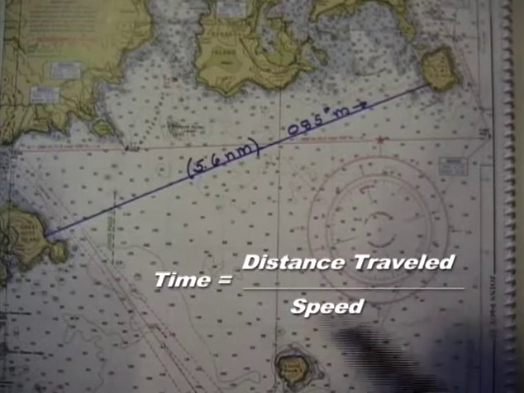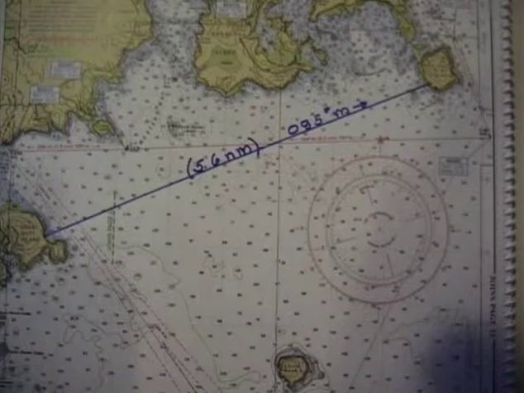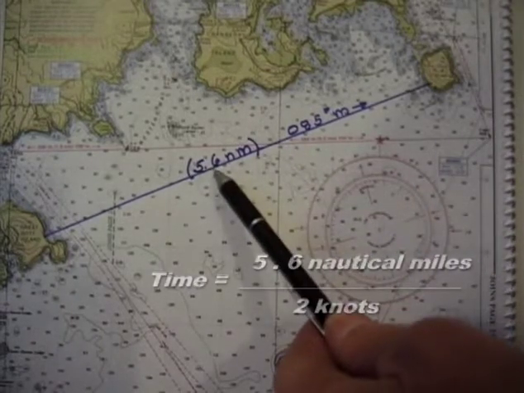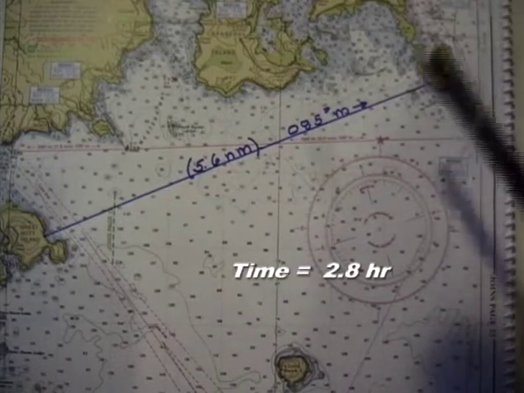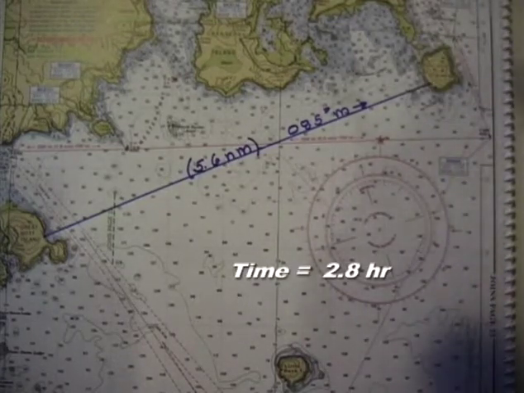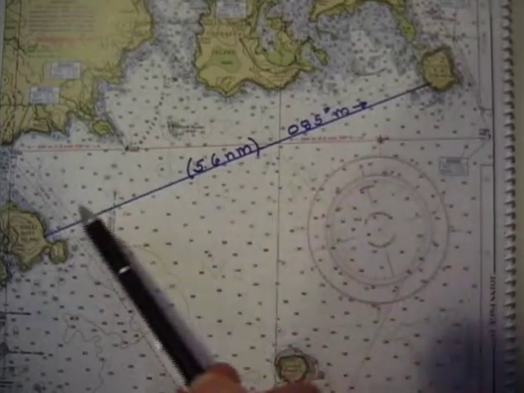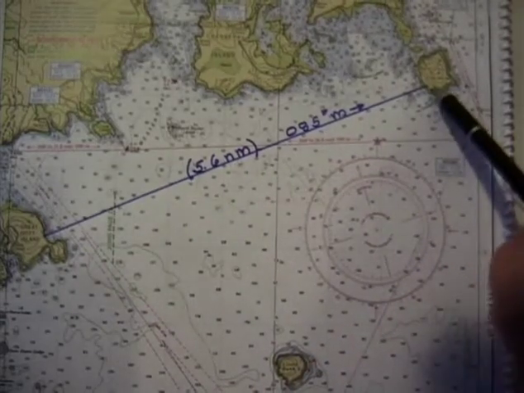For example, if we paddle at 2 knots, that's for a beginner paddler, it's a very common speed for them. We take the 5.6 nautical miles, divide by 2, we get 2.8 hours, 8/10 of 60 minutes is 48 minutes, therefore the time it would take us at 2 knots is 2 hours and 48 minutes to make this crossing.